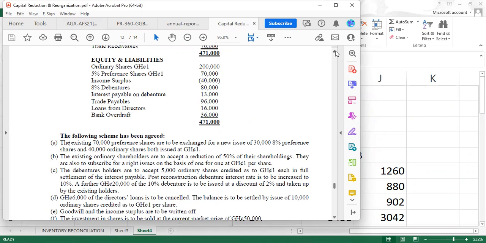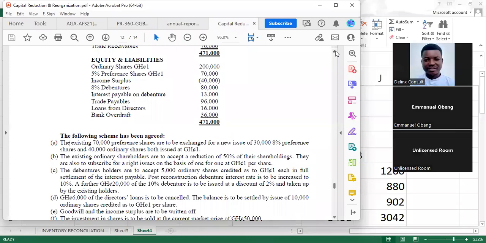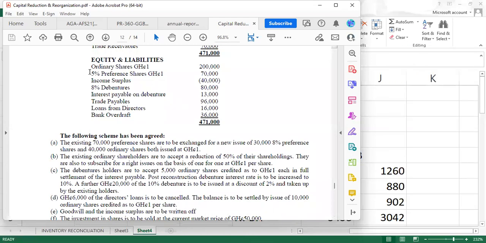So let's take the first one, which is the existing 70,000 preference shares are to be exchanged for a new issue of 30,000 8% preference shares and 40,000 ordinary shares, both issued at 1 cedi. So the preference shares, which is the 5% now, they are saying that 30,000 of this will be issued at 8%. The remaining 40,000 will be changed to ordinary shares issued at 1 Ghana cedi. So you can see that in all we are giving them the 70,000. There is no gain, there is no loss. Are we okay with that?